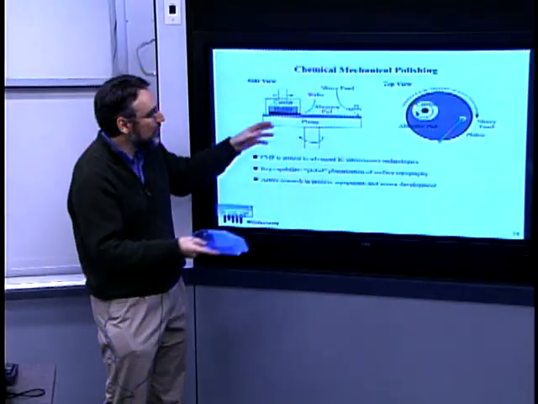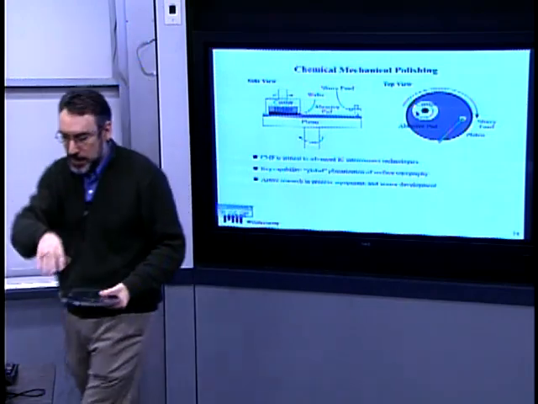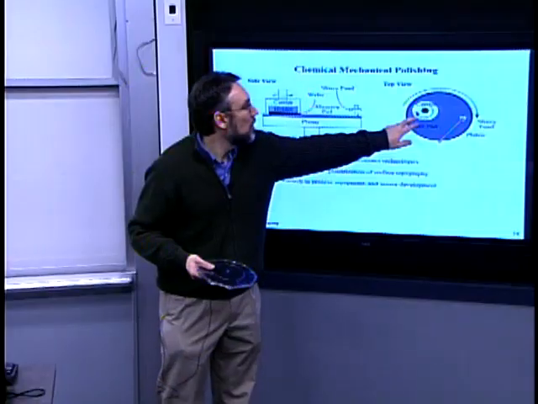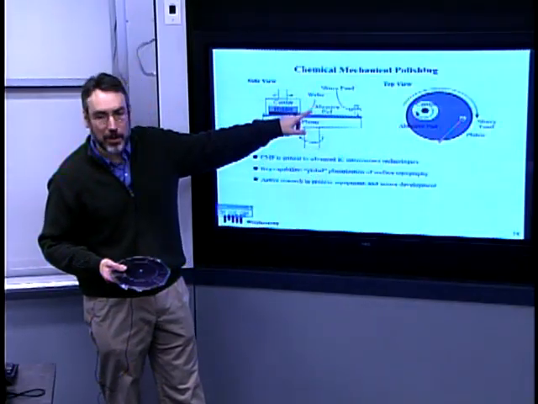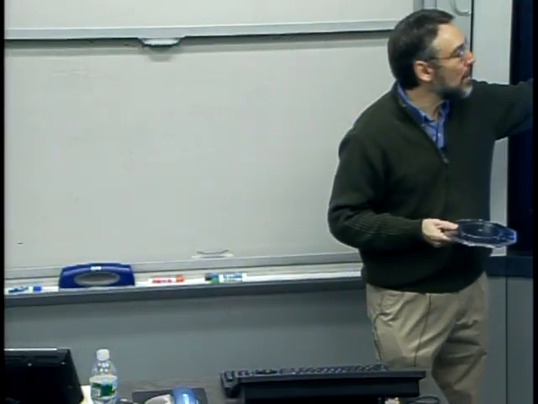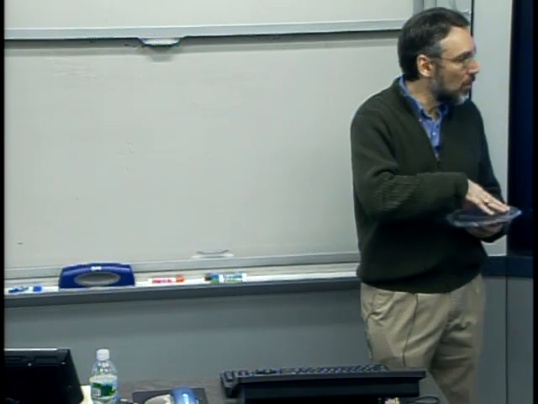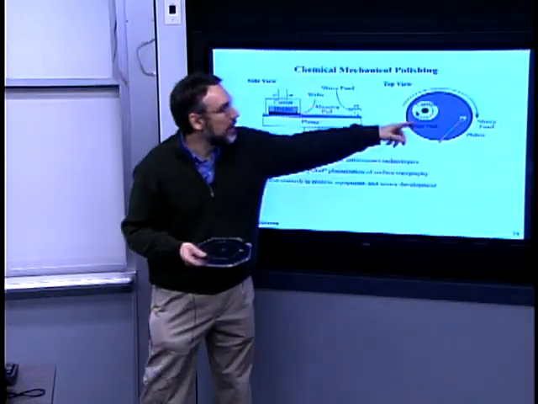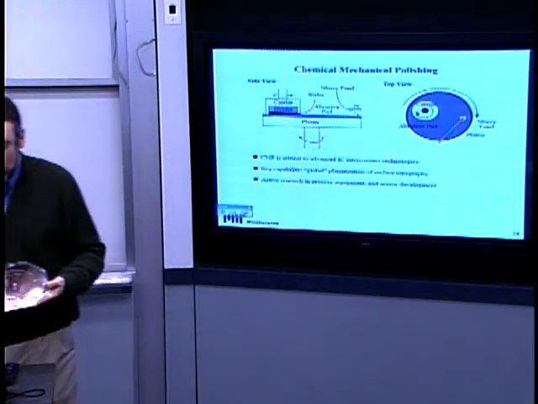And the basic process is you take that wafer, you hold it in a wafer carrier and press it face down onto a rotating table or platen to which is affixed an abrasive pad. You also drip a wet abrasive slurry, so it's a very, very fine particle grit in a chemically active slurry. And then you rotate both the wafer and the pad or the table. And the basic goal of this is to flatten the surface of the wafer.